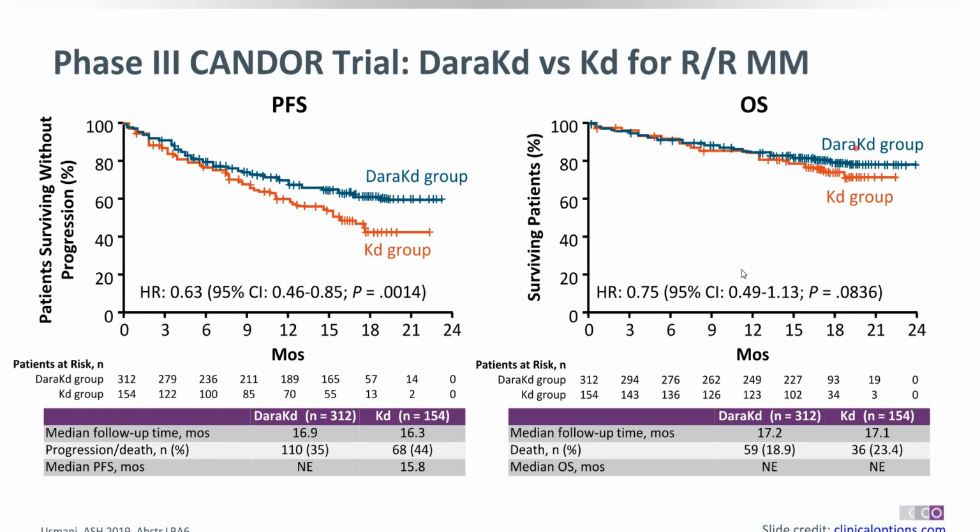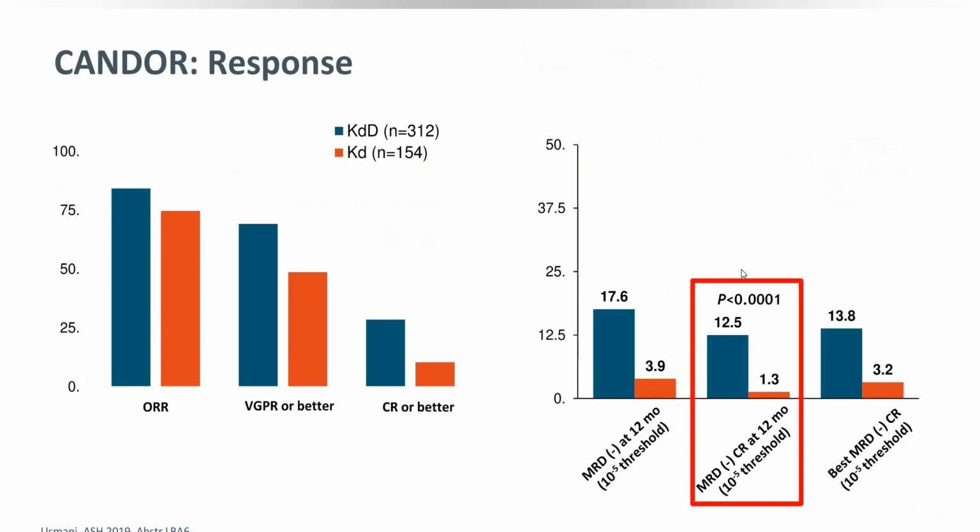And of late, a 3-year update, which means a 36-month update, has been published. I would ask residents to go through that 3-year update of the CANDOR trial. It means the patients are going even 3 years with this DARA-KD regimen. If you see the responses, the overall response rate is very high with DARA-KD, VGPR is high, CR is also high. So these are the minimal residual disease rates, MRD at 12 months.